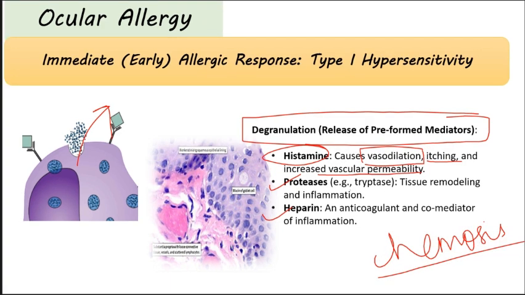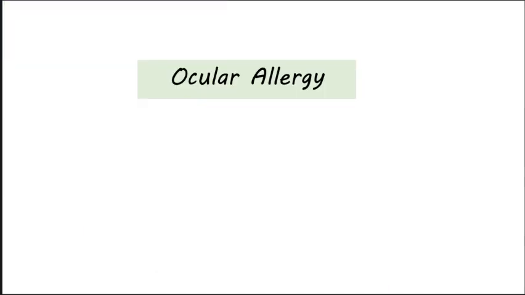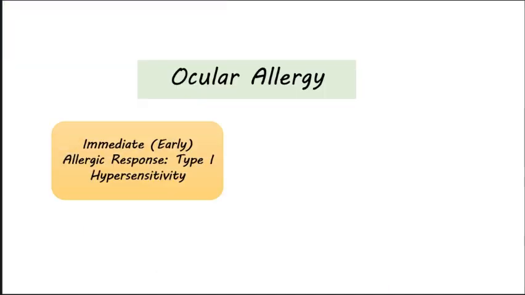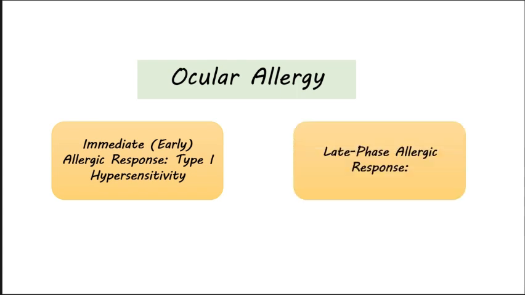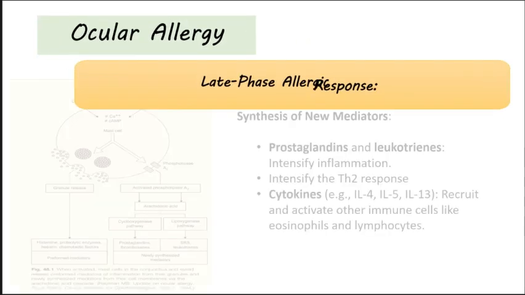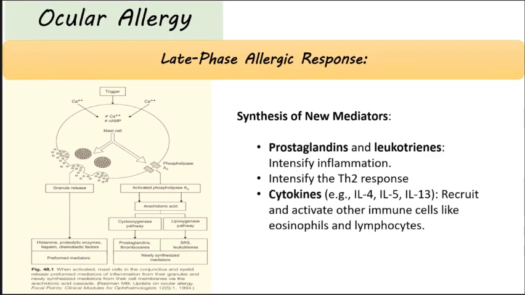Then we have proteases like tryptase, and they are the ones responsible for tissue remodeling and inflammation, and for formation of all those structural changes which are associated with allergy, like the giant papillae formation or normal papillary response in the conjunctiva. Then we have heparin. Heparin as such is an anticoagulant, but it is also a co-mediator of inflammation, right? Okay, now I told you that there's one response which is quick response or immediate response, and then you have the late phase allergic response. This basically happens because of synthesis of new mediators.